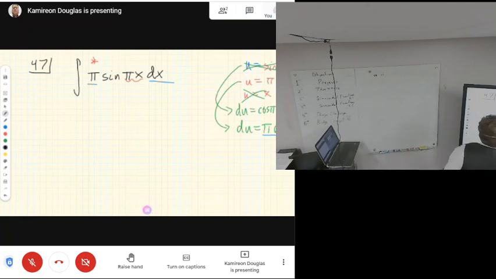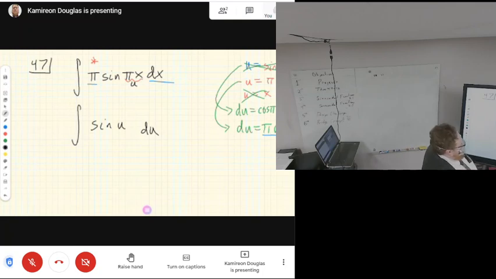Let's do it. Integral. My pi and my dx are replaced with du. My sine of pi x, so the pi x is replaced with a u. I end up with the integral of sine u du. This is much simpler. I can do this one with just a simple cheat from our list of rules. The integral of sine is negative cosine plus c.